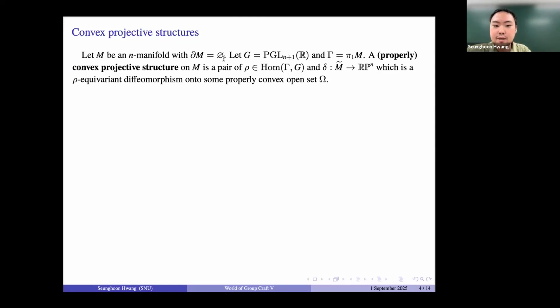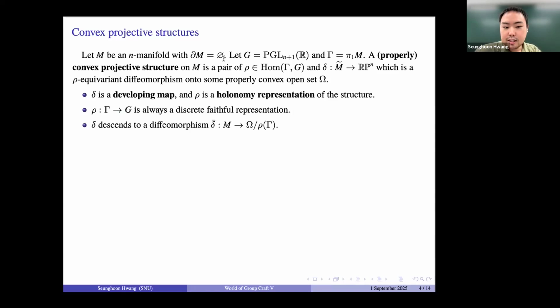Then we say that the smooth manifold has a properly convex projective structure if we have a pair of a representation from gamma to G, say rho, and a map delta defined on the universal cover of M and mapped into RPN, which is a rho-equivariant diffeomorphism onto some properly convex open subset omega of RPN. Here, delta will be called a developing map of the structure, and rho will be called a holonomy representation of the structure.